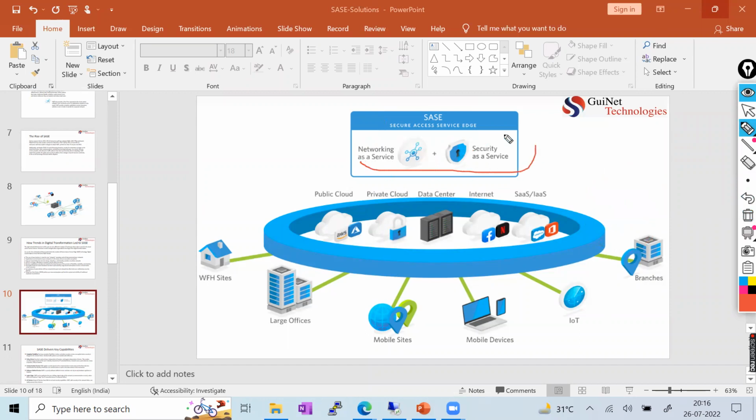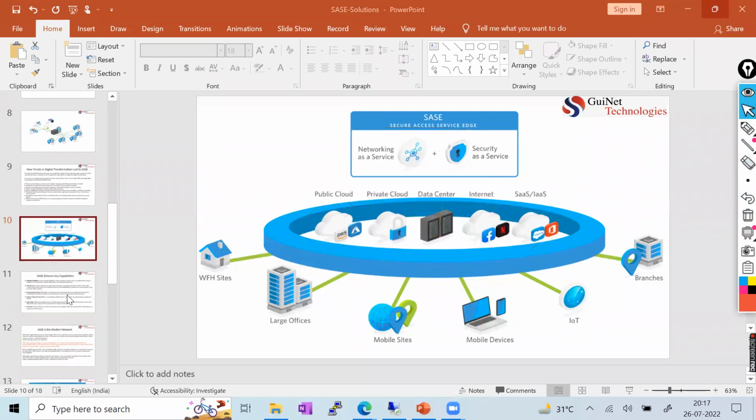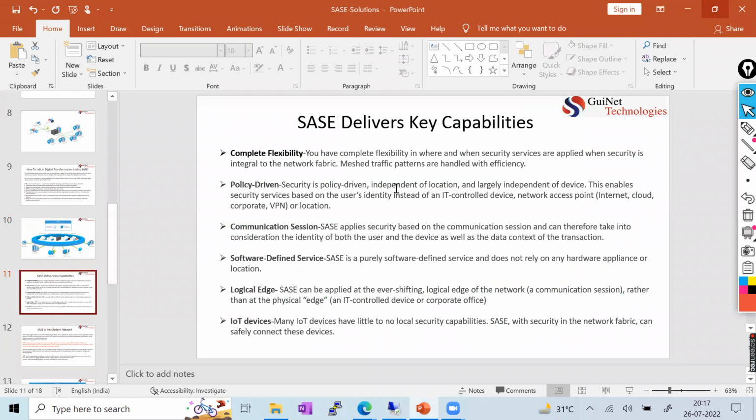So these two components basically become a SASE solution, and they are going to give the different connectivity. In regard of any connectivity, whether I am working from home, offices, mobile sites, mobile devices, IoT devices, branch devices, they all should be accessible, and they have all the secure parameters that I want to have, right?